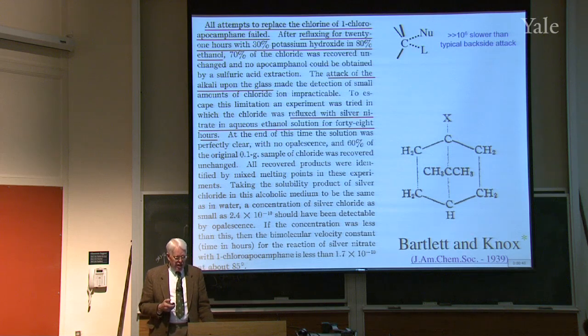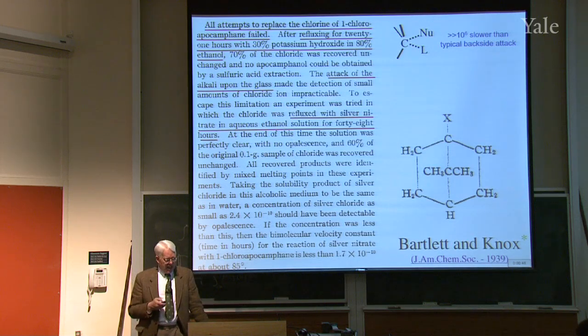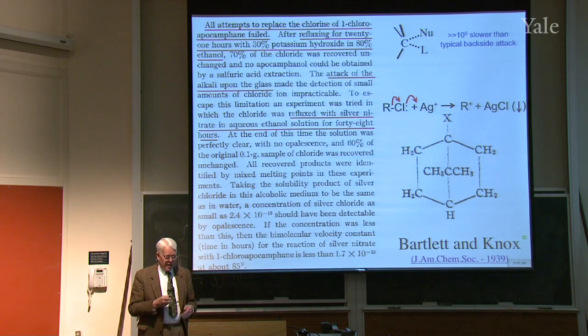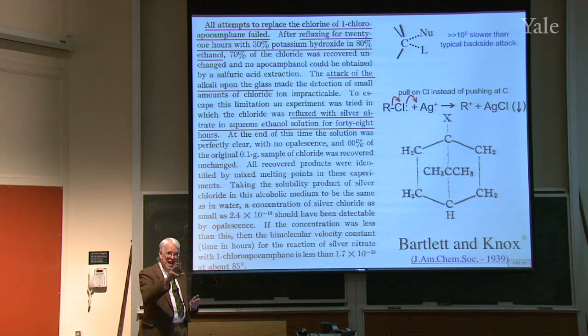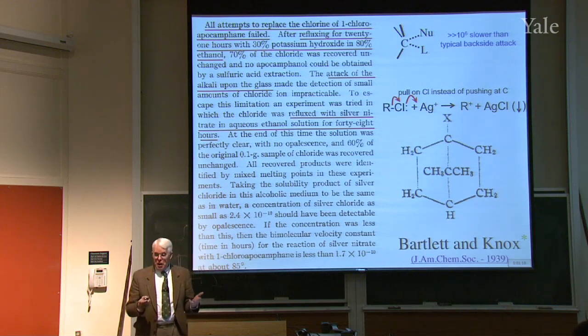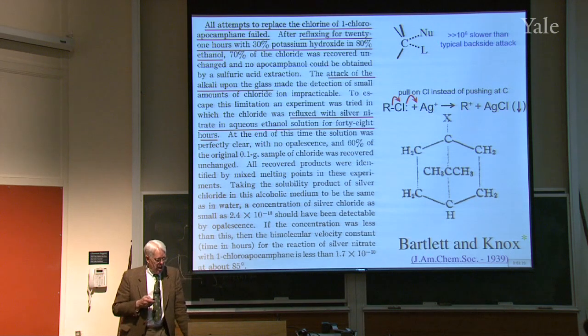Okay, now how about the possibility of forming the cation? They said they refluxed it with silver nitrate in aqueous ethanol solution for 2 days, right? What's the idea of the silver? Because silver can attack the unshared pair on chlorine and form a bond and break the bond from the R to leave a cation of R, right? So instead of pushing by attacking the backside, you pull the chloride off, leaving the cation. So that's a good way to generate cations, right?